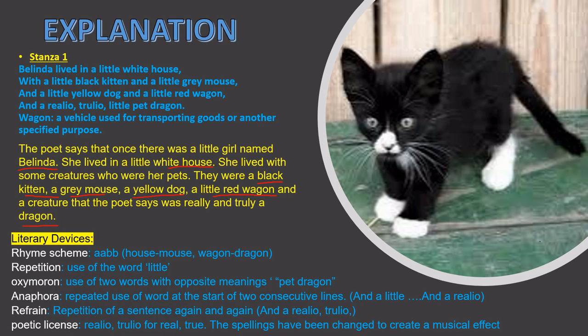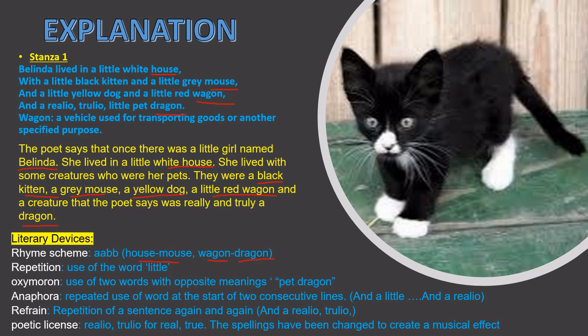Now what are the literary devices used in this first stanza? First, the rhyme scheme of the poem. What is the rhyme scheme here? A-A-B-B. You see, house and mouse are the rhyming words. Then you have wagon and dragon. So house, mouse, wagon, dragon. This is the rhyme scheme, A-A-B-B.